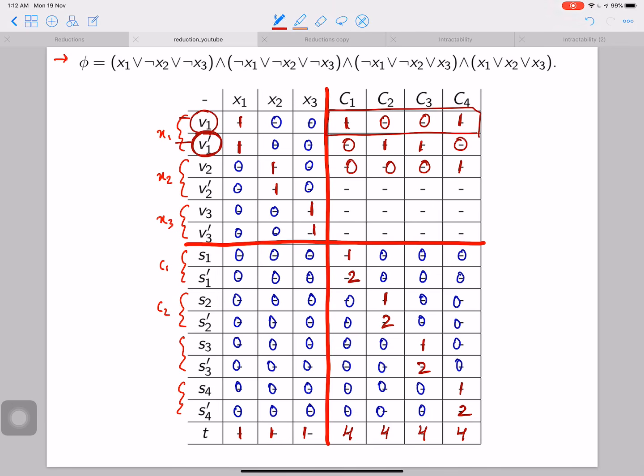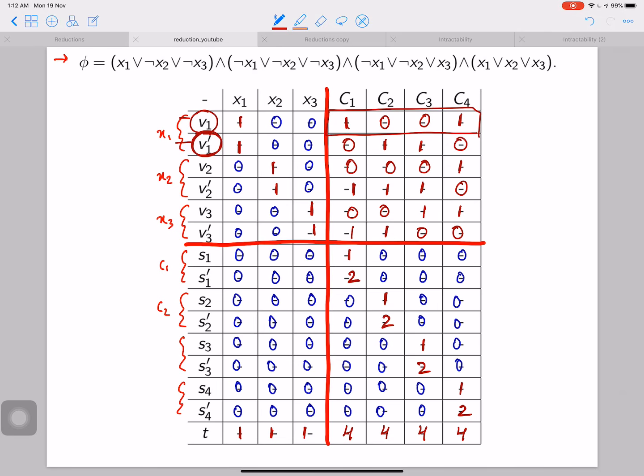And likewise, we have to find the clauses which are satisfied when x2 is false, and these are clause 1, clause 2, and clause 3. Clause 4 is not satisfied when x2 is false. So now we want to identify the clauses which are satisfied when x3 is true, and these are these. And likewise we'll fill for these.